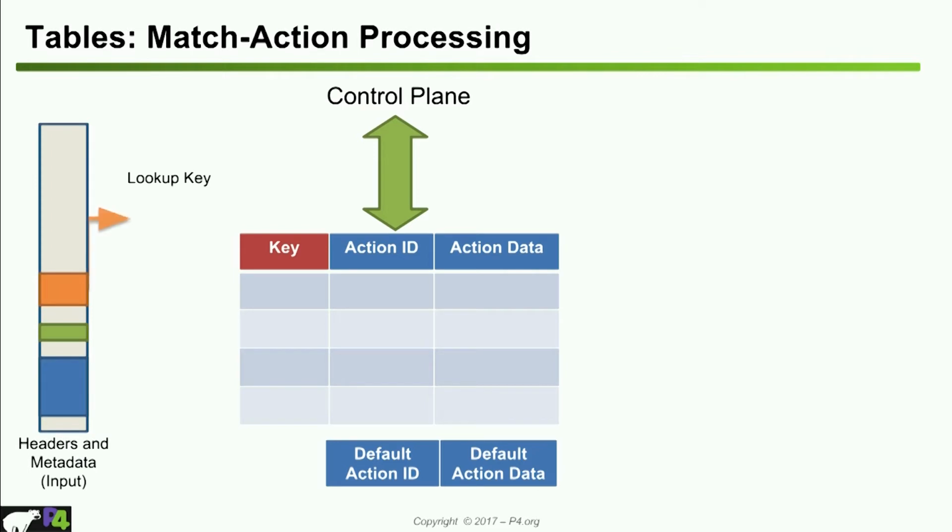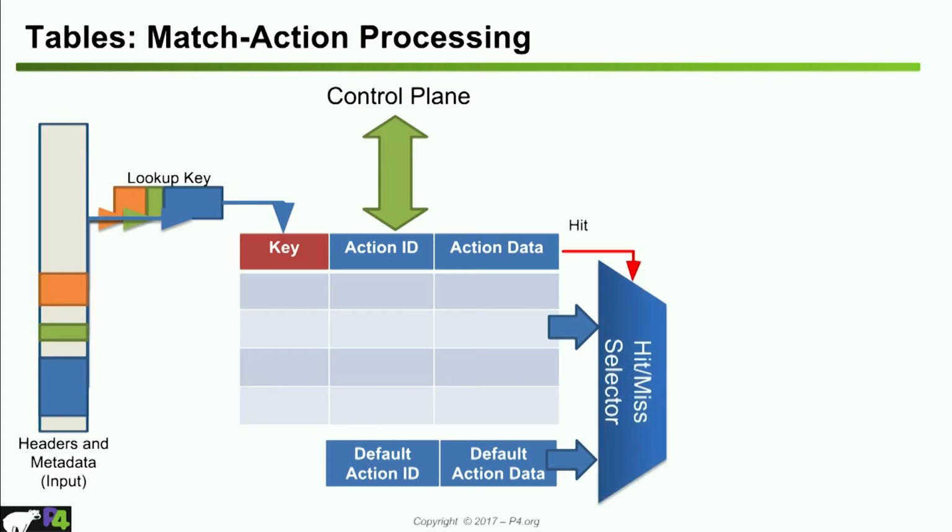When the packet comes in, the table will extract the specified bits from the input headers and metadata to create the key, and then attempt to look up that key within the table entries. If a match is found within one of the entries, the action ID and data are read out of the corresponding entry. If a match is not found, then the default action ID and data are used. Both of these outputs are sent into the multiplexer, which chooses one of these based on whether or not a hit was found in the table.